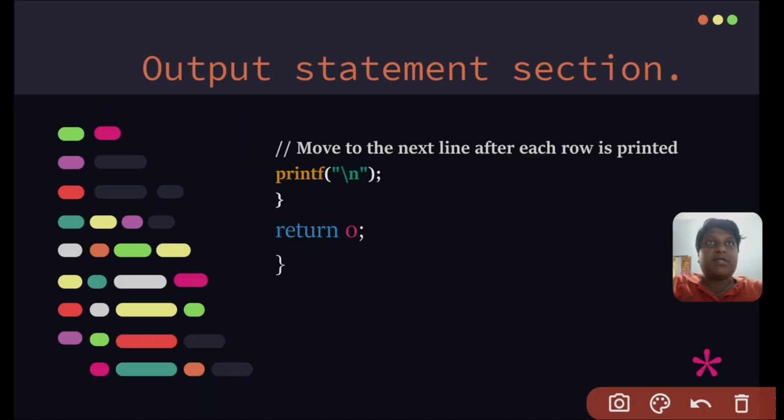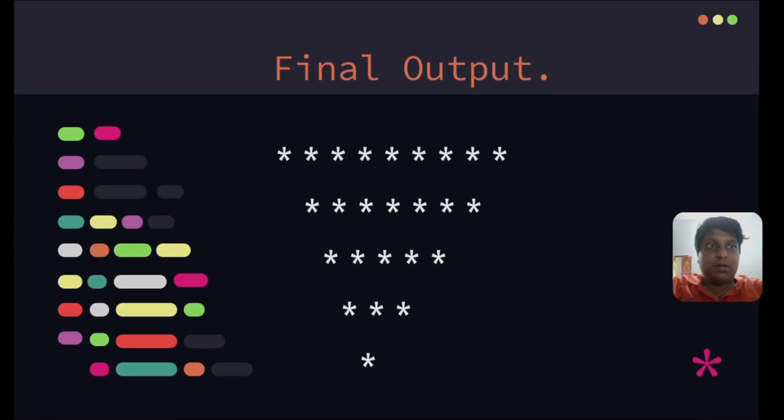Coming to the output section, after printing the spaces and asterisks in a row, the program moves to the next line using the printf \n statement. This creates a new line for the next row in the inverted full pyramid. After this comes the return, where the program exits with return 0 after completing the iteration. This is how you get the final output, which is nothing but an inverted pyramid of stars or asterisks.